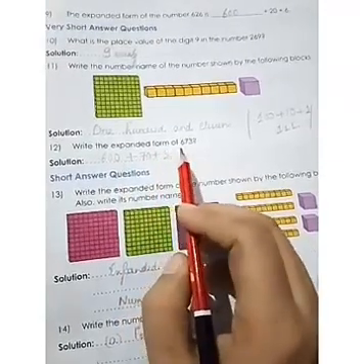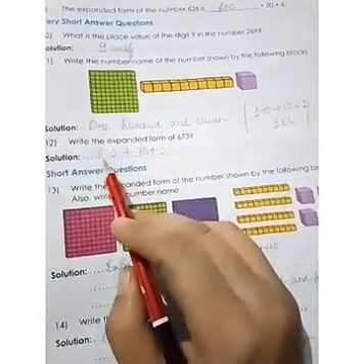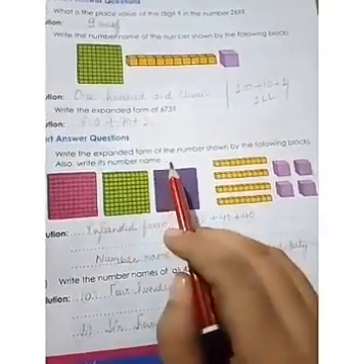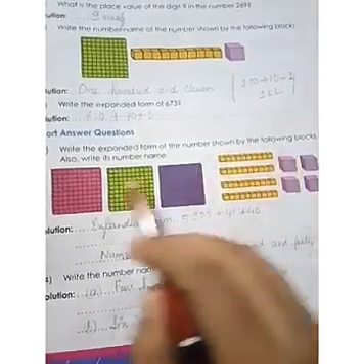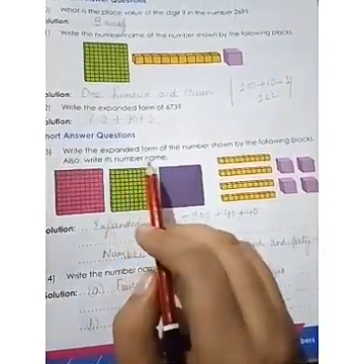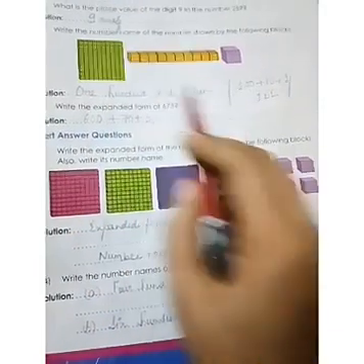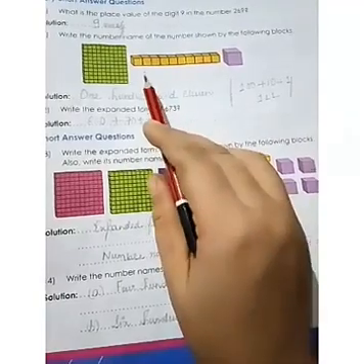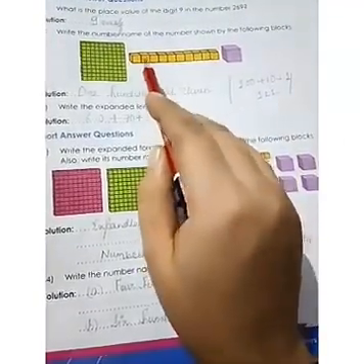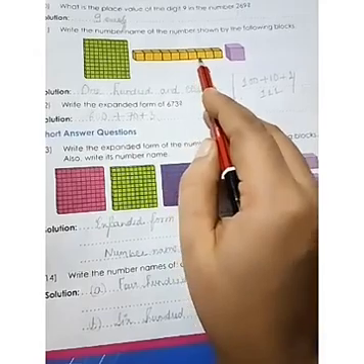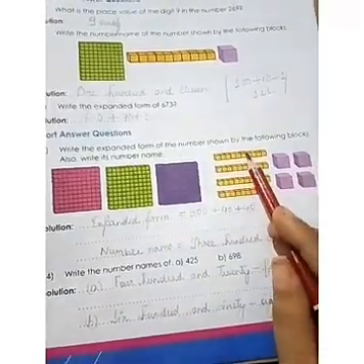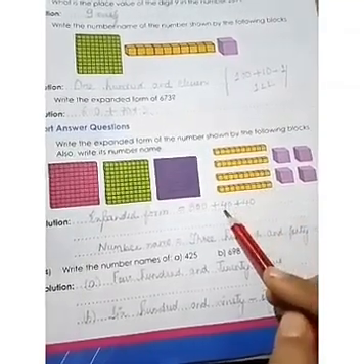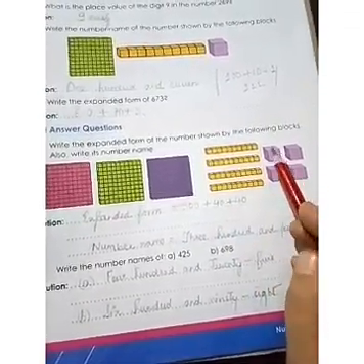Write the expanded form of 673. So the expanded form is 600 plus 70 plus 3. Question number 13. Write the expanded form of the number shown by the following blocks. Also write its number name. So we know one block represents 100. So 3 blocks represent 300. This one long block represents 10. So 1, 2, 3, 4, 5, 6, 7, 8, 9, 10. So how many are there? 1, 2, 3, 4. That means 10, 20, 30, 40. So 40 will come here. And this one single block represents 1.